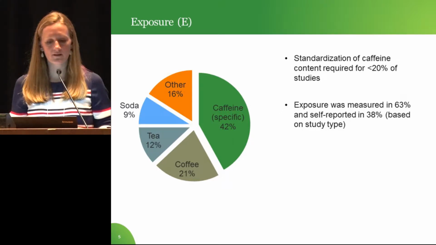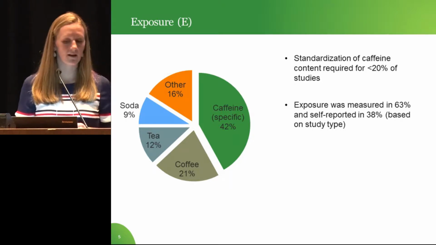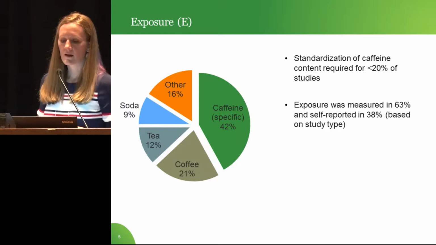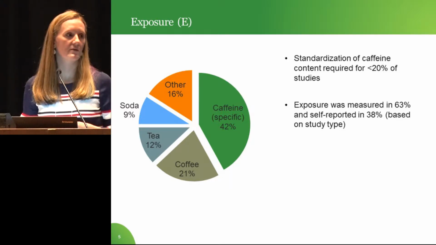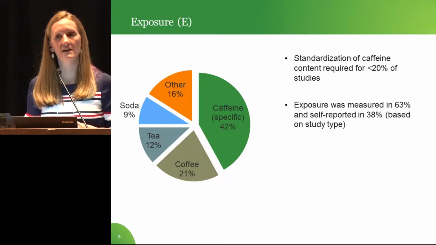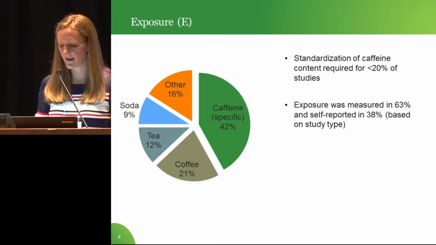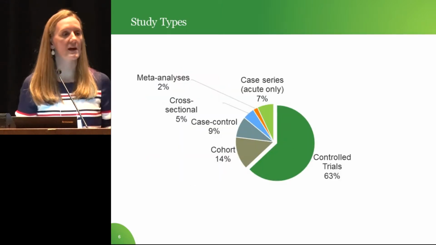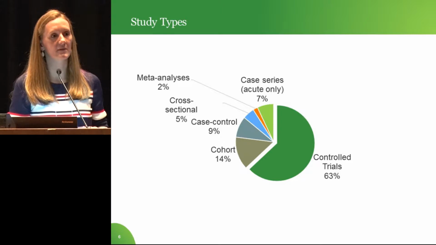With respect to the exposure sources, about 40% were caffeine specific, followed by coffee, tea, and then other sources, and that would be energy drinks, chocolate, etc. It was notable that in the end, we needed to standardize fewer than 20% of the studies. So for the fair majority of studies, we were able to rely on the caffeine content as reported by the authors. And exposure itself was measured in 63% of the studies versus self-reported in about 38%. And this tied very directly to the study type. As you can see, controlled trials, 63%. That's when we had controlled exposure. And essentially, in all of the other study types, it was something more like a self-report.